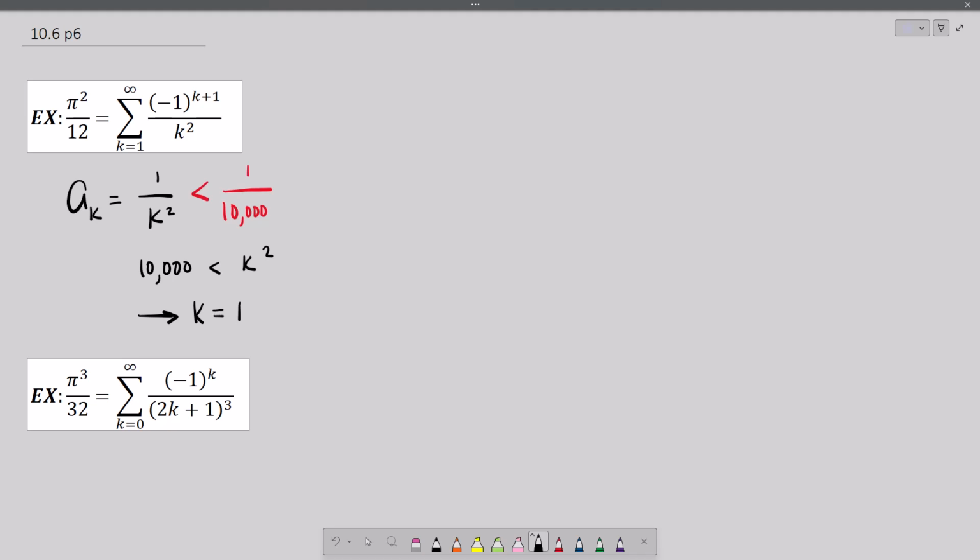101. 100 squared is 10,000. So the first k value that satisfies k squared being bigger, not equal to, but bigger, is that. So now we start looking at this expansion here. We don't have to look at the expansion, but it gives you a pretty decent visual. The first term here is going to be A sub 1, and it's going to have a positive in front of it, because if you plug in a 1, you get an even exponent, so that's positive. And then it's going to be minus, and then plus, and then minus, etc.